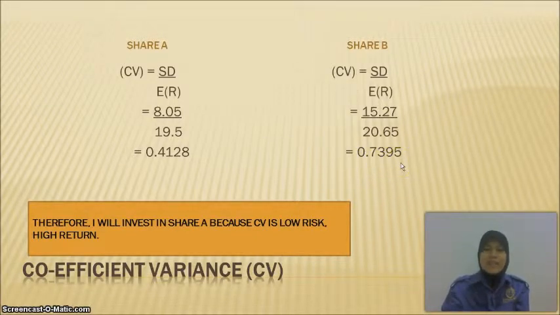When you get the answer for coefficient variance for share A and share B, you need to comment which one you should invest, whether share A or share B. In this case, I will invest in share A because CV is low and return is high.